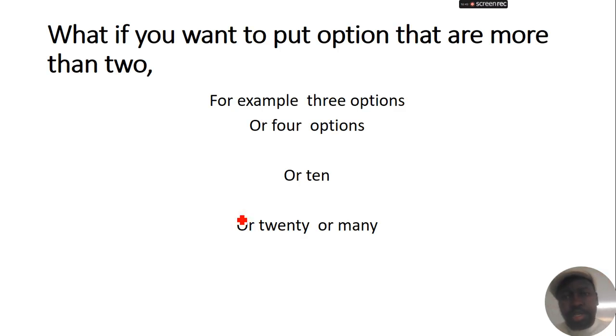What if you want options that are more than 2? Remember, as far as we were discussing here, we were speaking about pass or fail, wrong or right, left or right, yes or no. What if maybe you want 3 options? What if you want 4 options? What if you want 10 options, 20 options? What if you want many options?